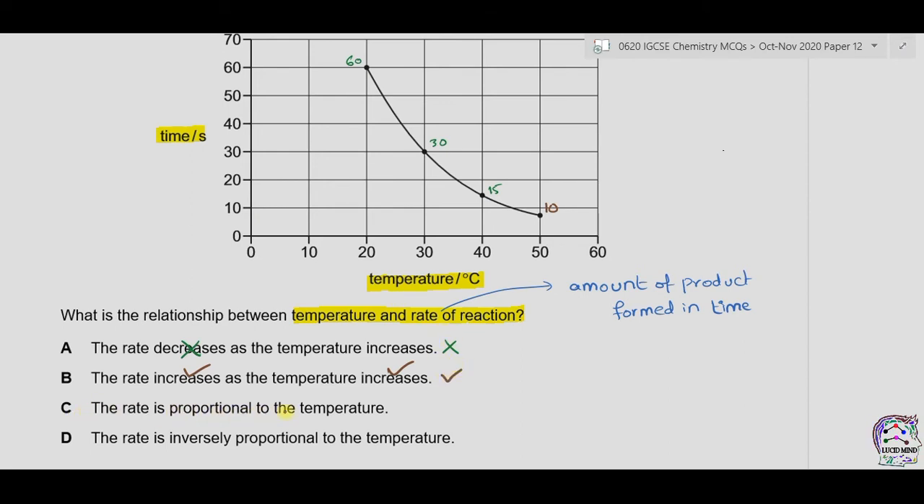C. The rate is proportional to the temperature. This is not true because we do not have a straight line. If we had a straight line, then this would have been true. So C is incorrect. D. The rate is inversely proportional to the temperature. This is incorrect because when temperature increases, the rate also increases. The correct option is therefore B.